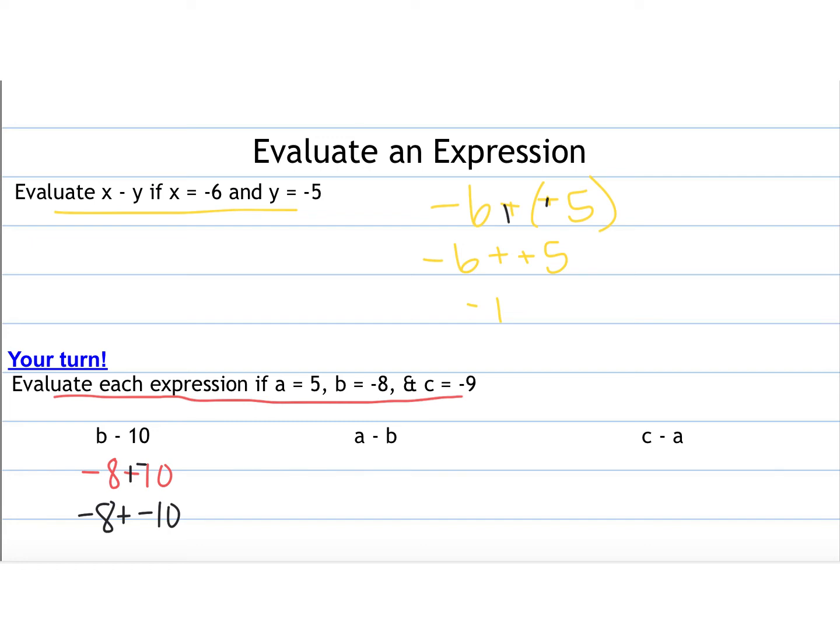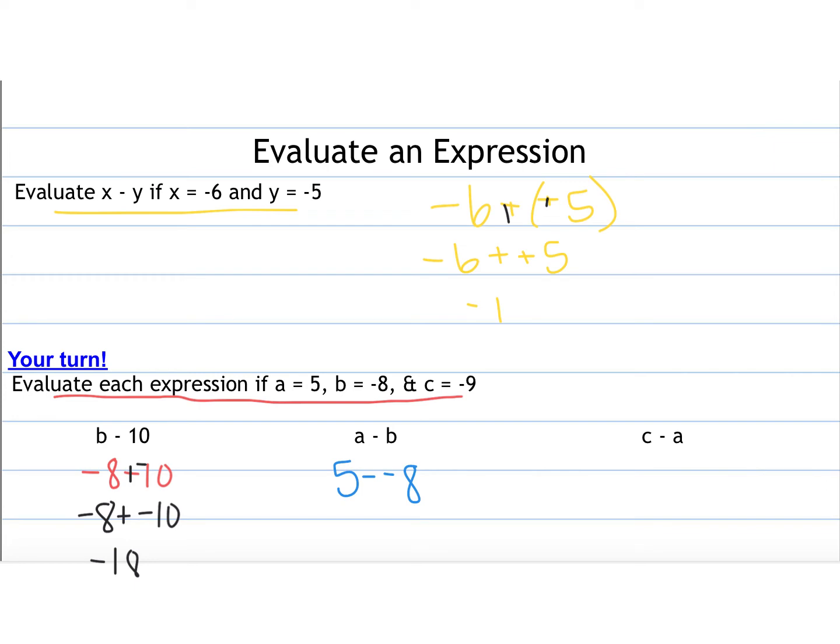Now, negative 8 plus negative 10, they're both negative, so we just add them together. 8 plus 10 is 18. Both negatives, so our answer is a negative 18. A minus b. Well, a was a 5 minus b is negative 8.